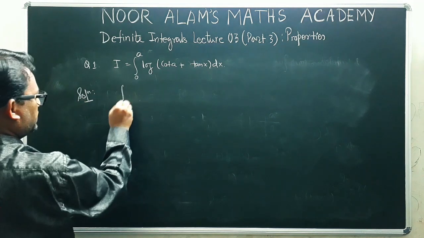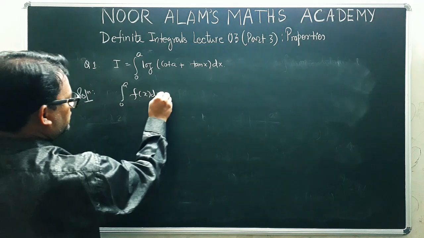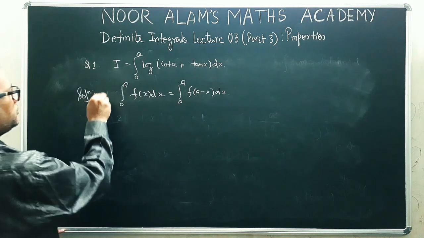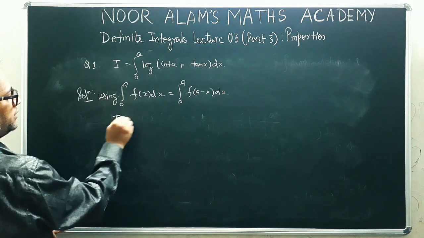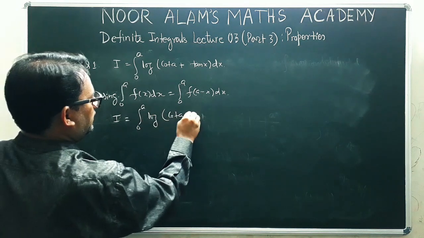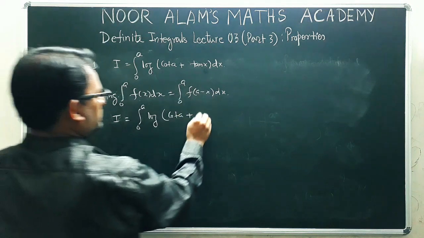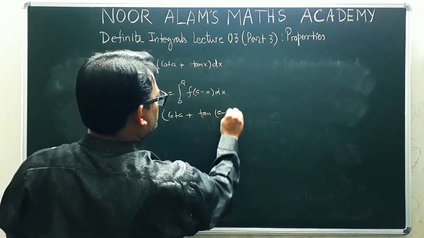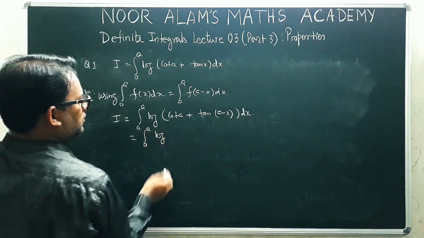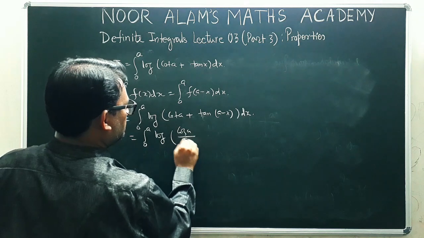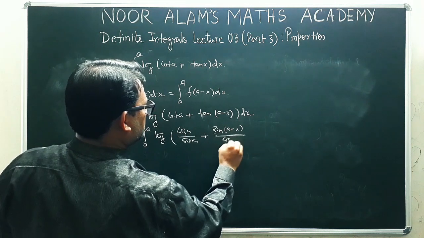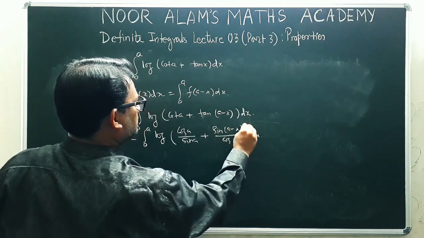So now we know that the integration from 0 to a of f(x) dx, using this property, equals the integration from 0 to a of f(a minus x) dx. So we are going to use this property. Using this we get I is equal to the integral from 0 to a of log of (cot a plus tan(a minus x)) dx. Now we can write cot a as cos a by sin a, and this value we can write as sin(a minus x) by cos(a minus x) dx.